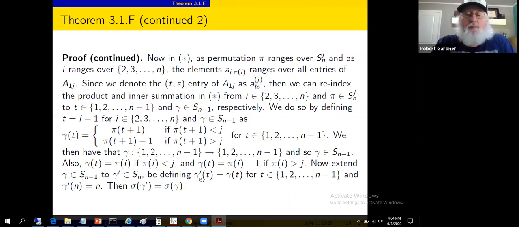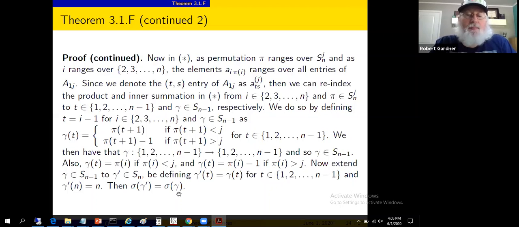Remember, gamma itself has input 1 through n minus 1 and output 1 through n minus 1. So we're missing n both as an input and an output. So when we define gamma prime, take the input of n and give it n as an output. And that'll allow you to extend gamma to a permutation on 1 through n, not just 1 through n minus 1. The important thing here is, we just threw in a fixed point.